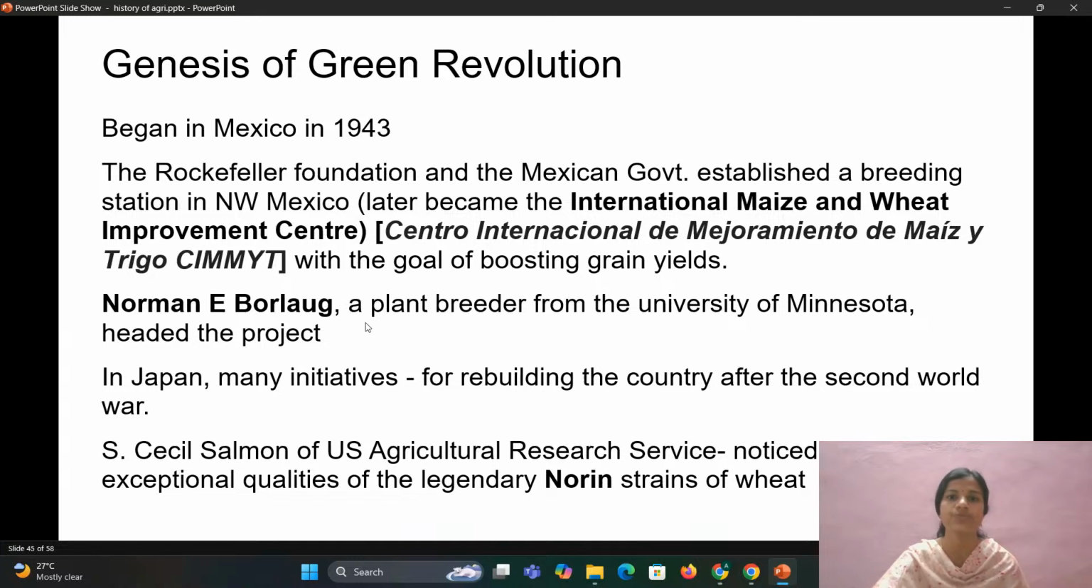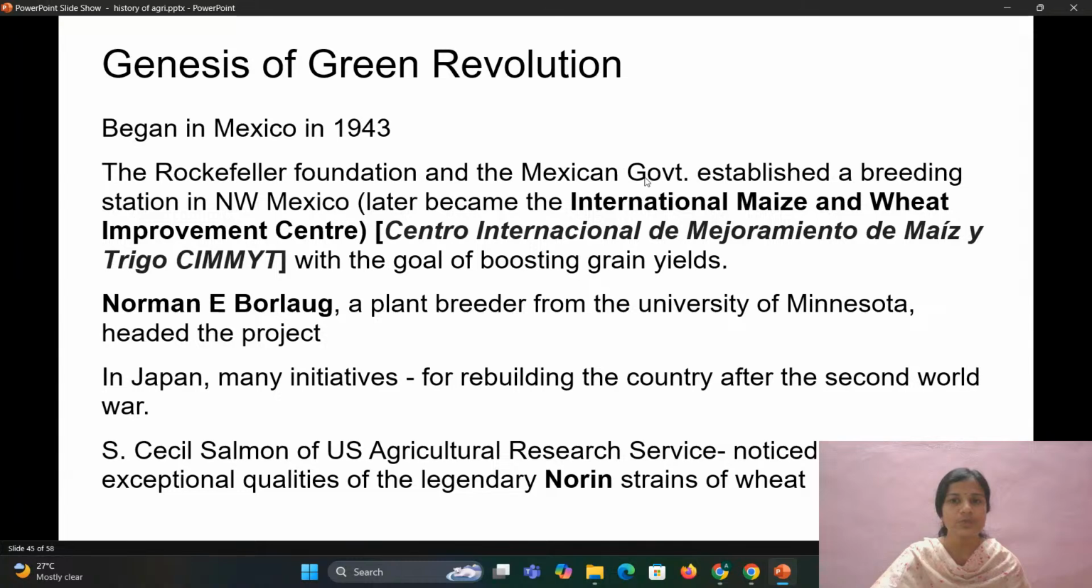And Green Revolution first started in wheat. Okay, so various Norin strains of wheat, that is dwarf wheat varieties, known as Norin strains, were developed, and they helped in improved production and also dwarfness. They were dwarf varieties with a high production potential.